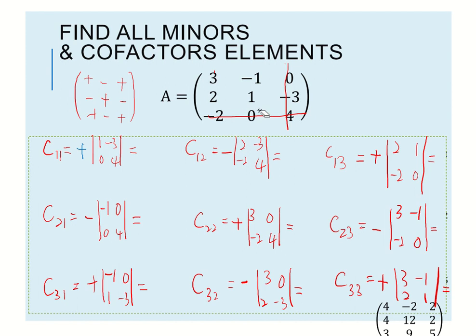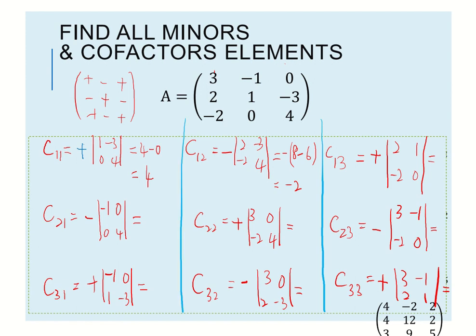Now we proceed to do the calculation. Minus 0, this is what we get: 4. And how about this one? We have 8 minus 6, and the whole thing is a negative, so we have negative 2 here. Before that, let me make a divider here.